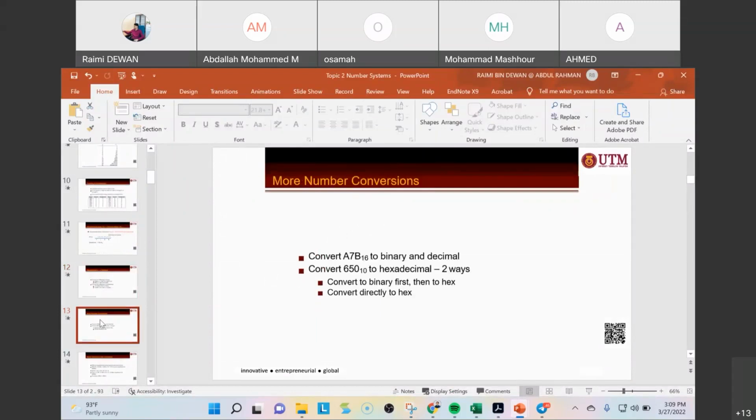This one is what? Convert A to binary. Okay, convert this one to binary and decimal. This one, I will give you exercise, you try to do. And don't worry about the foreigners. Don't worry about the foreigners. I know you're not able to have this.